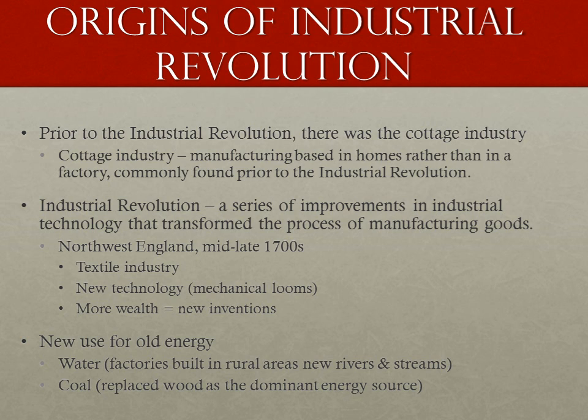But now here comes the Industrial Revolution. Here's our definition: a series of improvements in industrial technology that transformed the process of manufacturing goods. Now, the one thing that I want to caution you about is this. The Industrial Revolution was not a light switch. And by that I mean, we didn't one day go, today we're not industrialized, let's change that. Tomorrow we're industrialized. It wasn't like that. Right? So instead, it was a series of events.